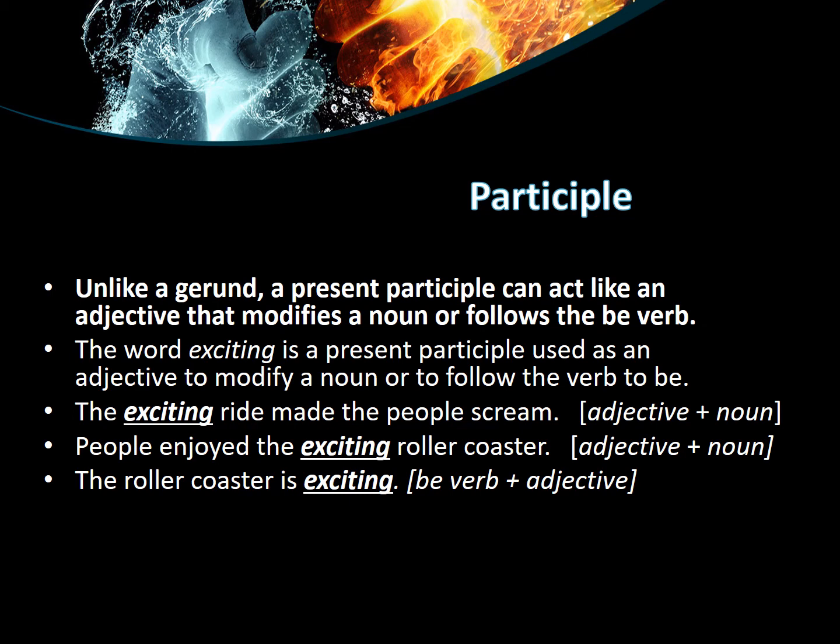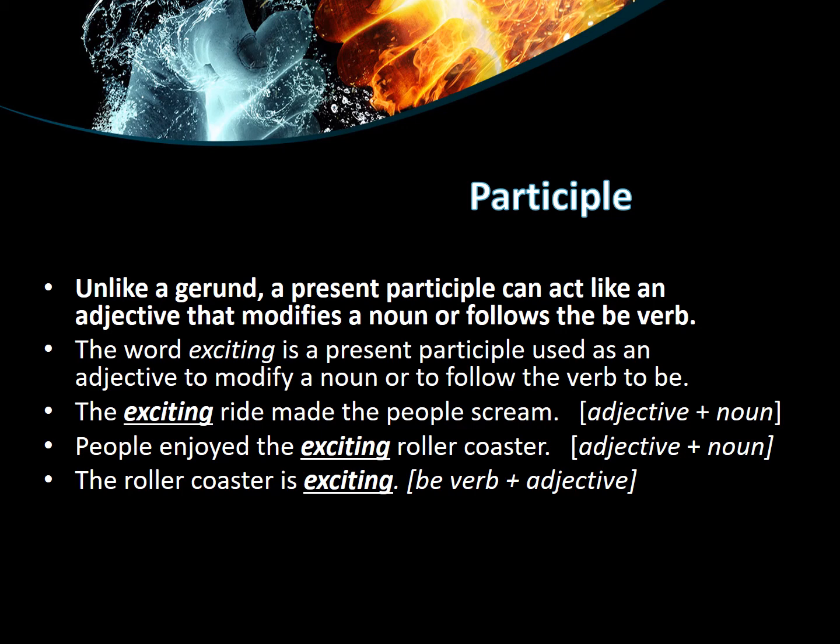Now let's take an example. The exciting ride made the people scream. Here we are describing the ride, and what kind of ride it is. It is quite exciting. It means that here exciting is an adjective, and ride is the noun. So here the present participle is used in adjective form, and it modifies a noun. And what verb does it follow? It follows the verb to be.